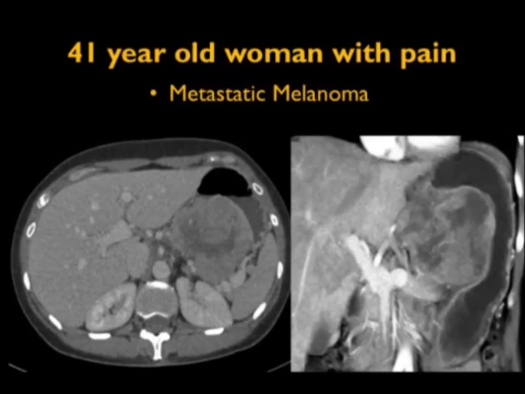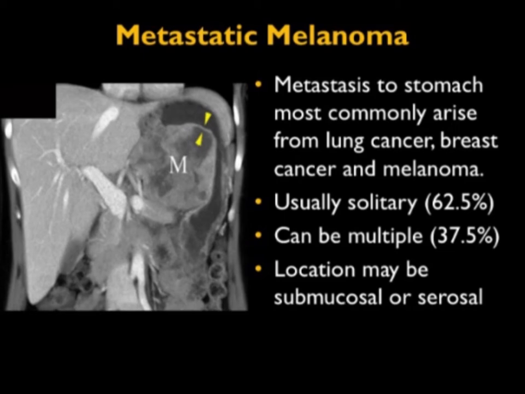This case, large mass, exophytic. I would have picked a GIST tumor every time. That's what I said. This was metastatic melanoma. Metastases to the stomach arise from lung cancer, breast cancer, and melanoma. And they can be very large, and here was a great example of one.